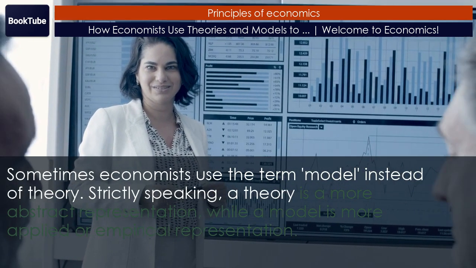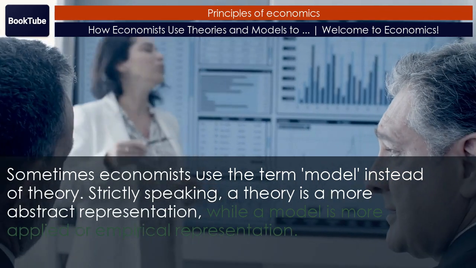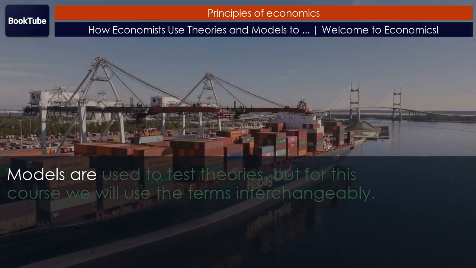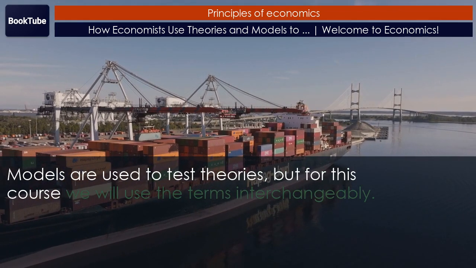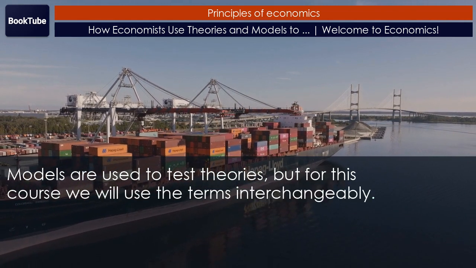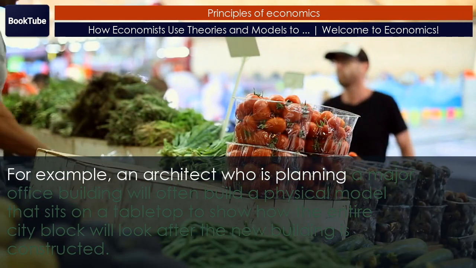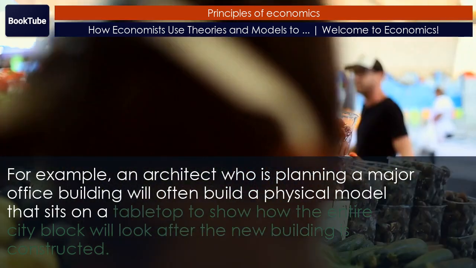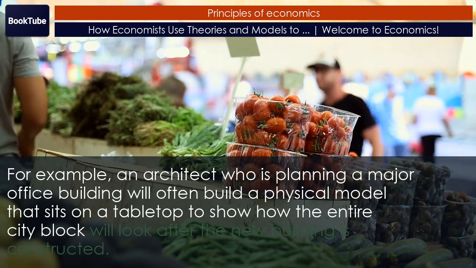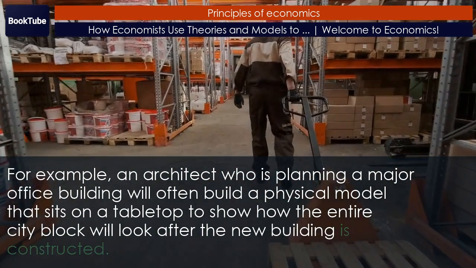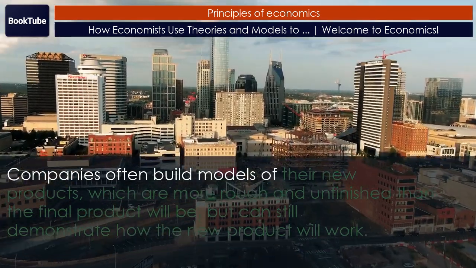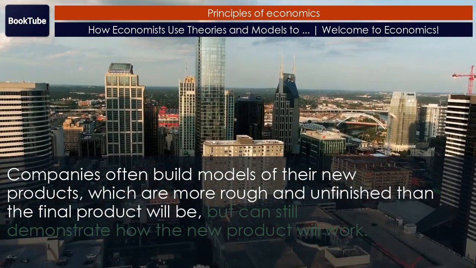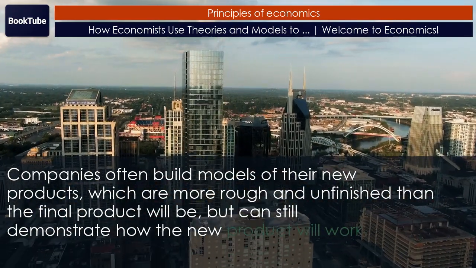Strictly speaking, a theory is a more abstract representation, while a model is a more applied or empirical representation. Models are used to test theories, but for this course we will use the terms interchangeably. For example, an architect who is planning a major office building will often build a physical model that sits on a tabletop to show how the entire city block will look after the new building is constructed. Companies often build models of their new products, which are more rough and unfinished than the final product will be, but can still demonstrate how the new product will work.